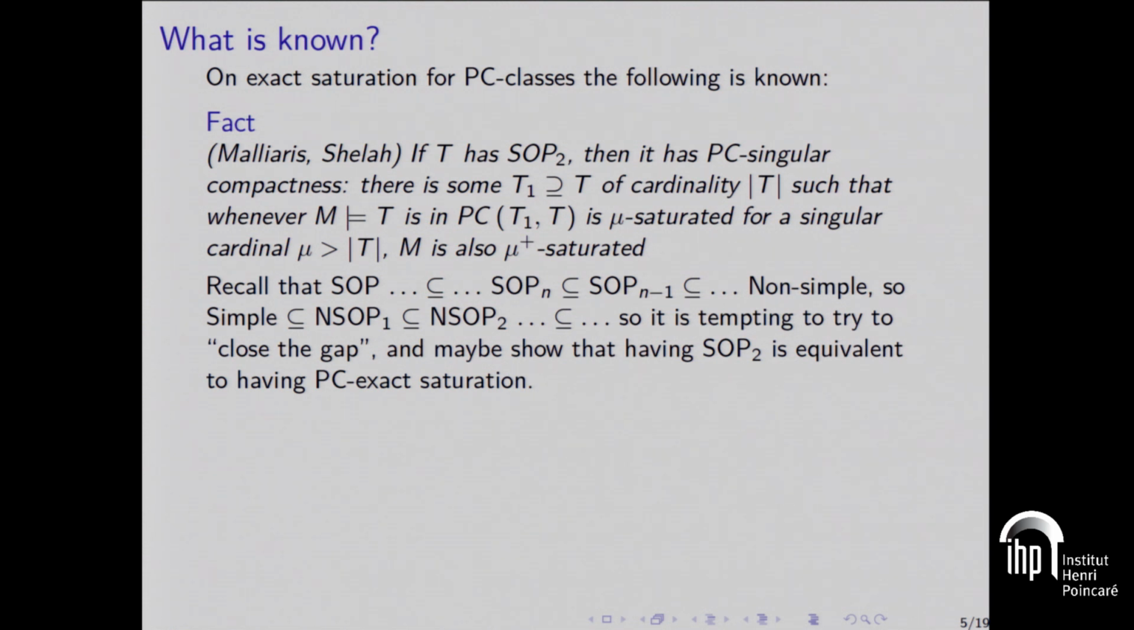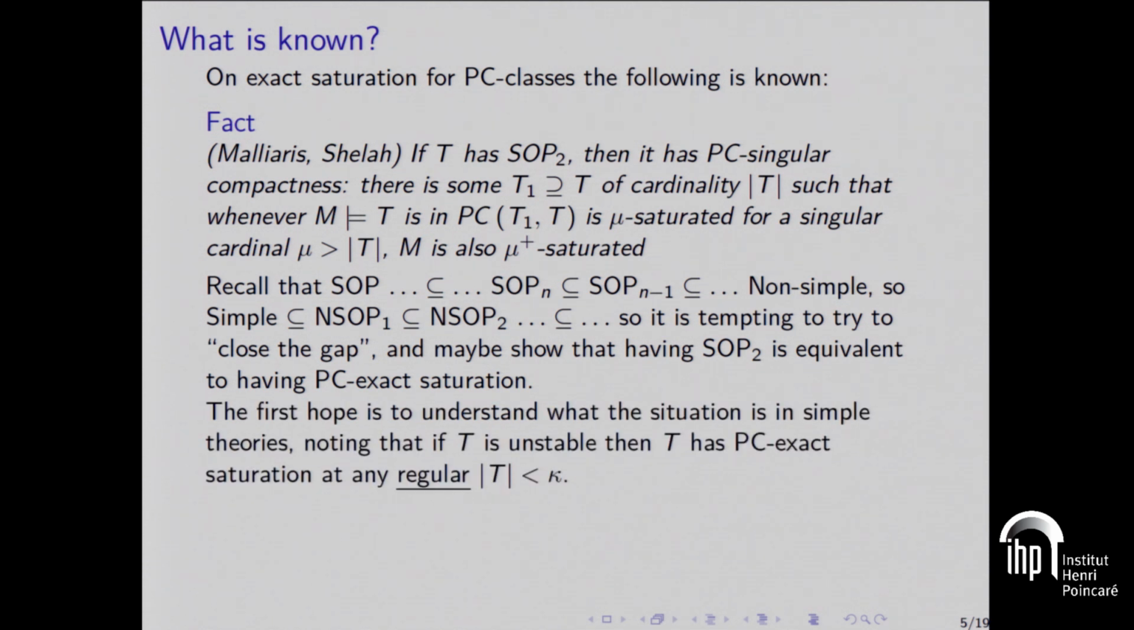Is the theory T1 canonical to some extent? No, I mean, there is some T1. Given some T, is it exhibited, or is it just an existence? Actually, it is kind of exhibited. You have this SOP2, but it can be set theoretic. But we'll see some example of how this kind of stuff works. So the first step in understanding this equivalence is to solve this situation in simple theories, right?